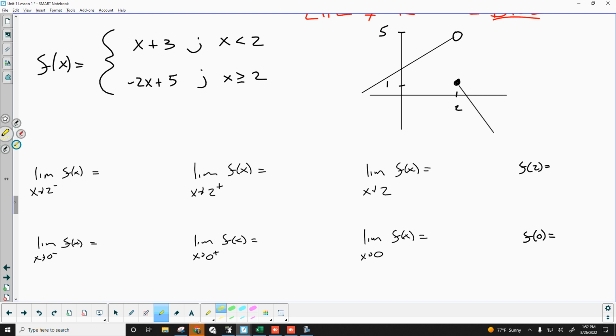All right, we're going back to our first example. I'm giving you the graph, and I'm giving you the expressions for the piecewise functions. But now the questions are, what are these limits, and what is this function value? It's just like what we did, it just looks different.